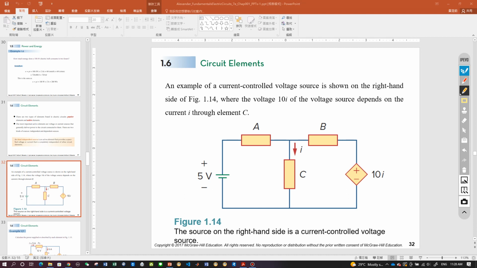Okay, the source on the right-hand side is a current-controlled voltage source. So is it a voltage source or a current source?